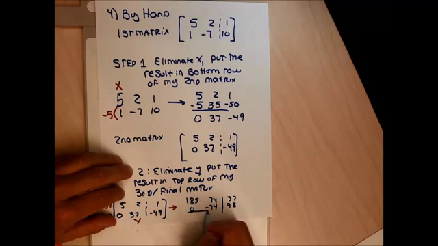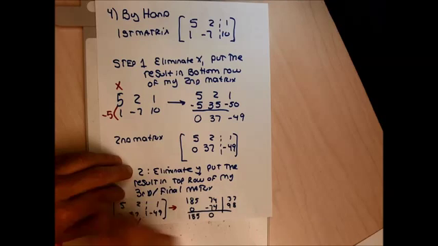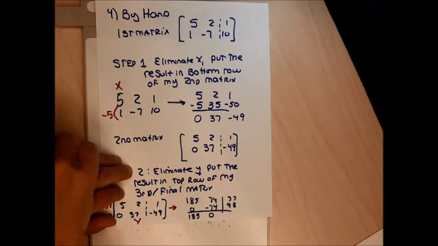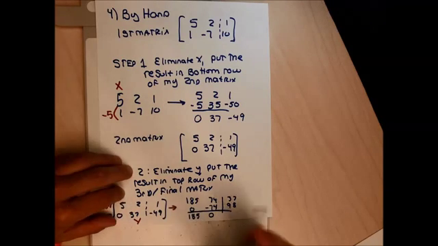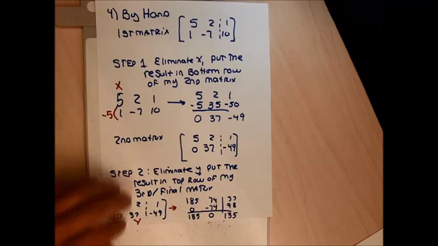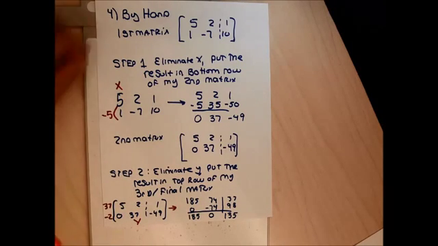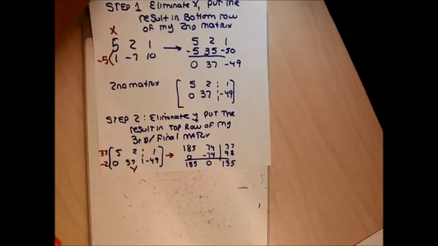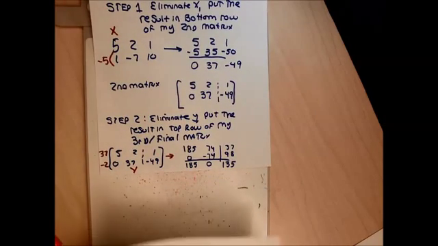Now I'm going to add these together. 185 plus 0 is 185. 74 and negative 74 is 0. 37 plus 98 is 135. If I would have noticed all these are divisible by 5, it would be nice. I'll pretend I didn't know it. So that's going to be the top row of my final matrix.